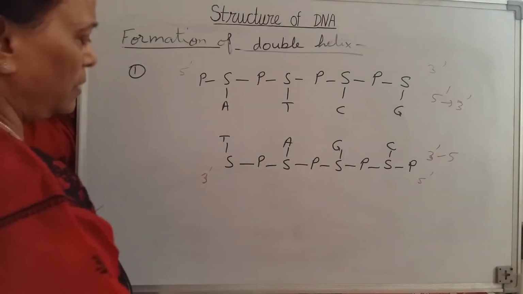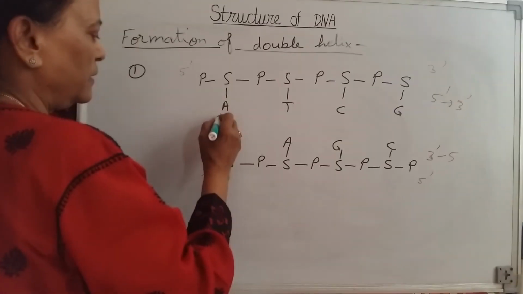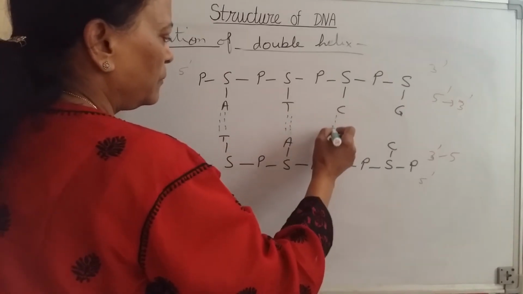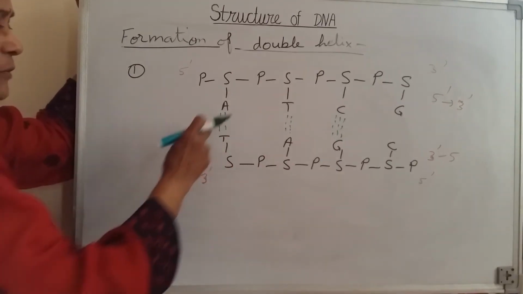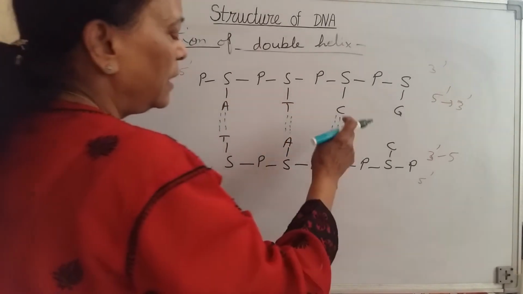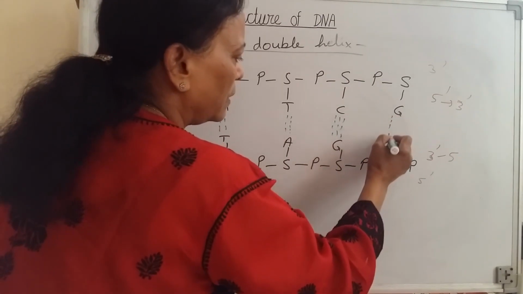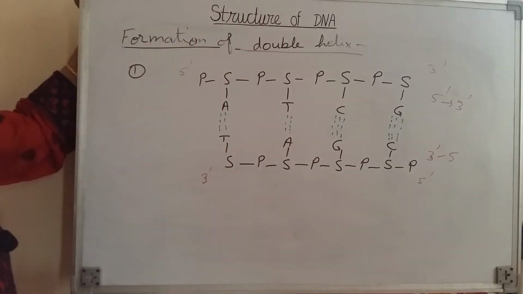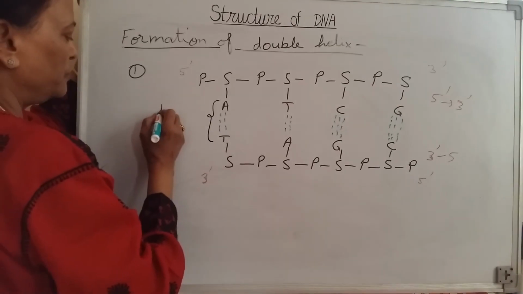Then the nitrogenous bases of these strands get attached by hydrogen bonds. Adenine always forms 2 hydrogen bonds with thymine and vice versa. Means if A here, T here, then T here, A here. Similarly, guanine forms 3 hydrogen bonds with cytosine of the other strand and vice versa. So C and G will form 3 hydrogen bonds. And these pairs are called base pairs.